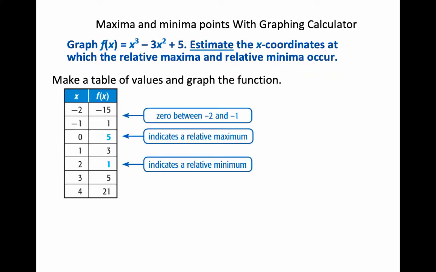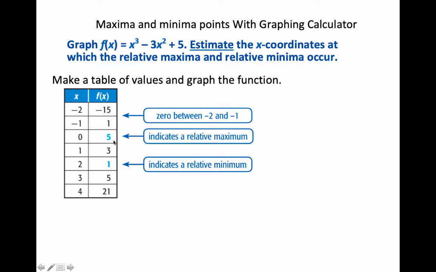Same idea, make a table of values. I've got the table of values right here. So we plug this into the graphing calculator. And now if it wants to estimate the x coordinates where the maximums and the minimums occur, so we've got zeros. I've got from a negative to a positive here. That's a 0 in between negative 1 and negative 2. And then I can see a maximum there.